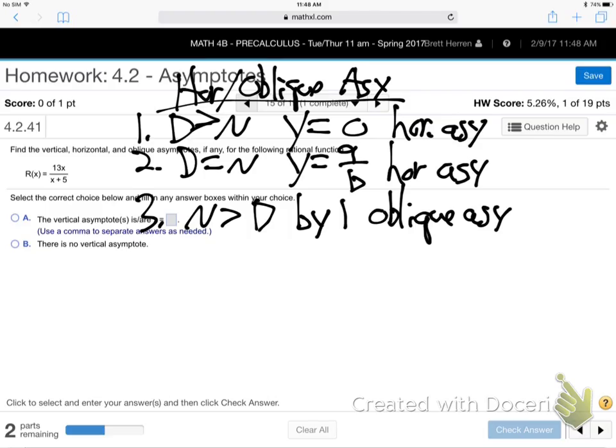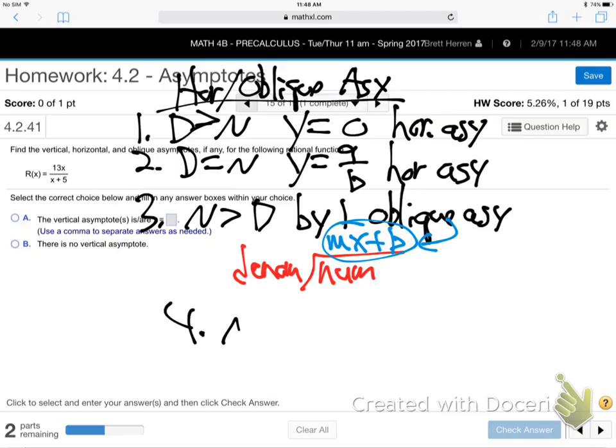You've actually got to divide that bottom into the top. That's a little painful. I'll show you one of those. You got to go denom into numerator. And when you do, up here you get the mx plus b. That's your oblique asymptote. It's the answer to the long division. Those are painful.